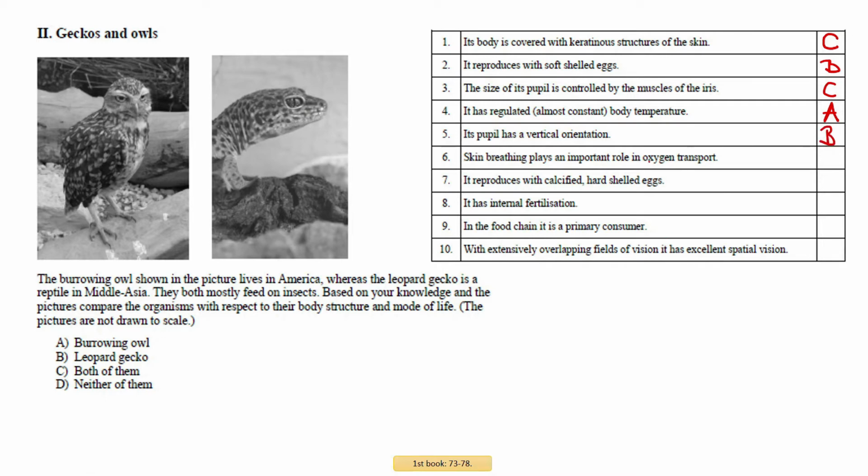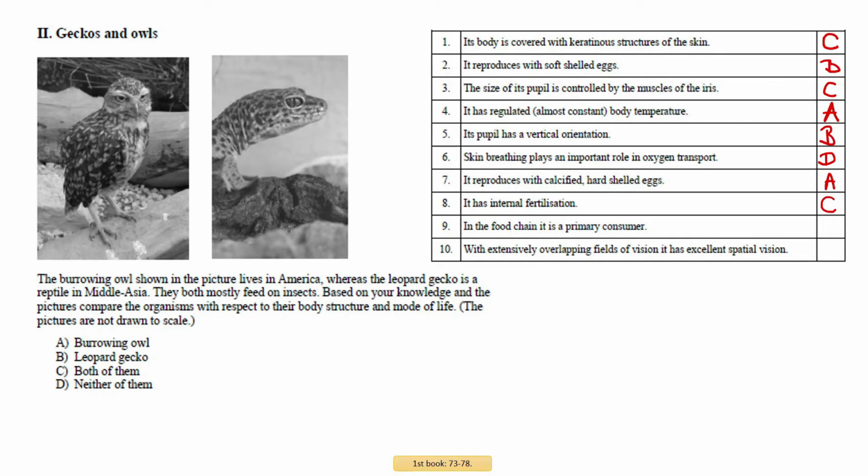Skin breathing plays an important role in oxygen transport. That's going to be D. As we know, skin breathing has an important role in case of amphibians and fish, but not in case of reptiles and birds. It reproduces with calcified hard-shelled eggs. That is going to be A. Sorry. It has internal fertilization. That's true for both, so C.